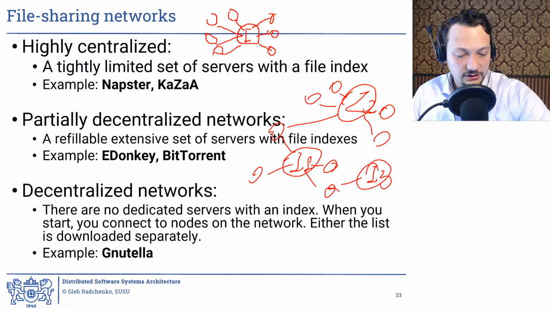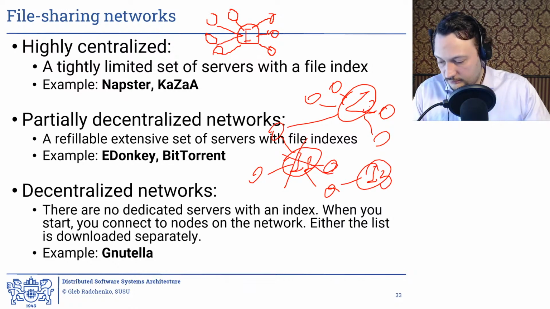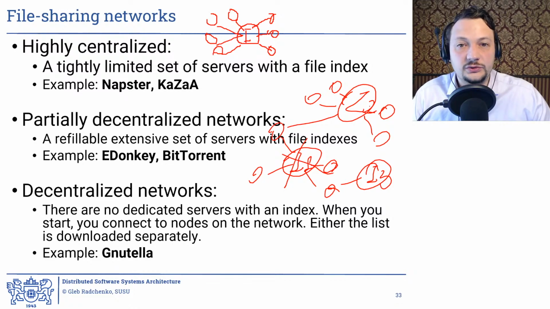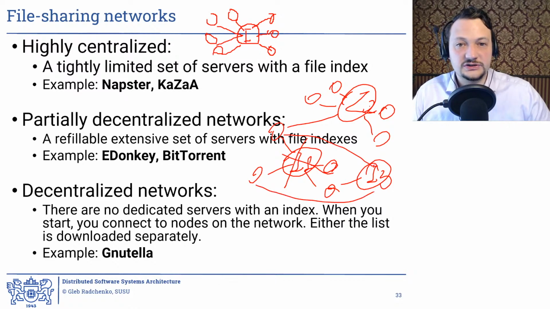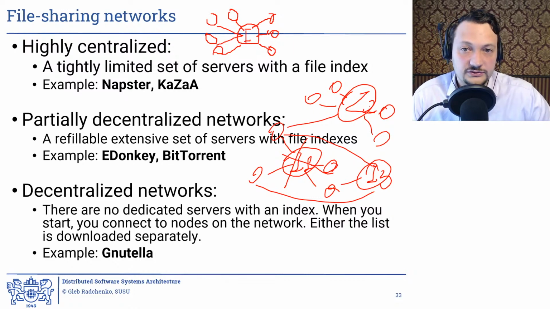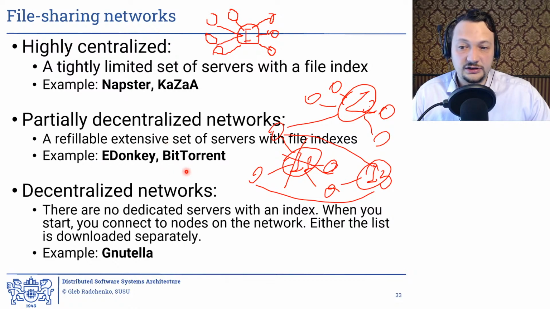And if one of the servers is lost due to some problems, that's not a problem for the network, because then clients can connect to other index servers instead. And this index server would also provide them the capability to search for the files and to search for the clients who have the same files that they want to download. Examples of such networks are eDonkey and BitTorrent. And they are today the biggest peer-to-peer networks in the world.